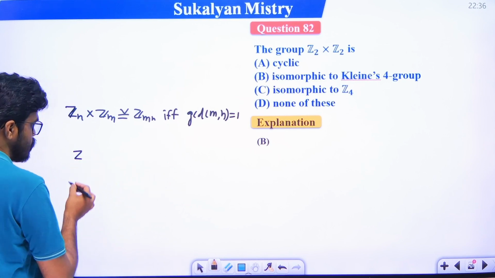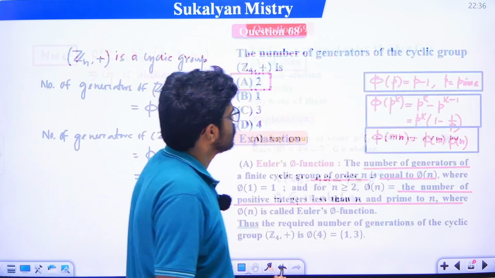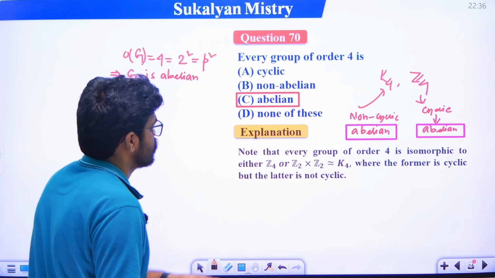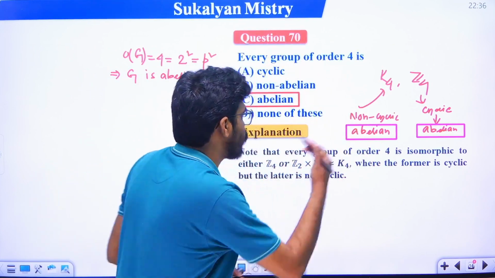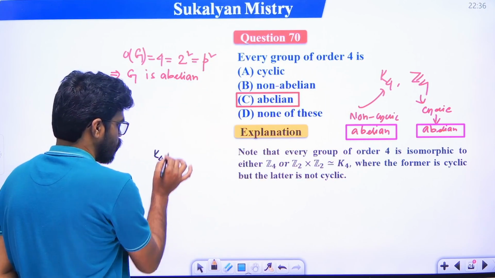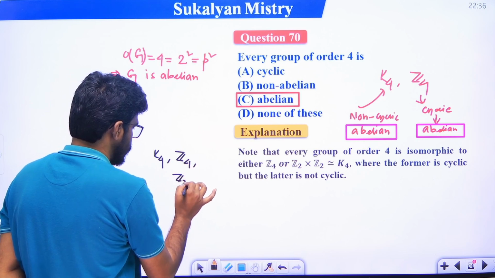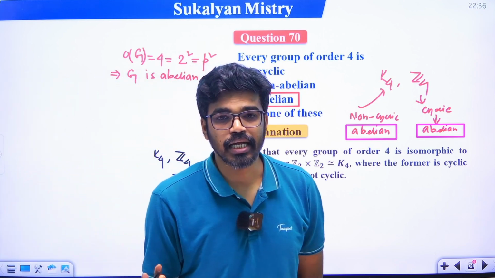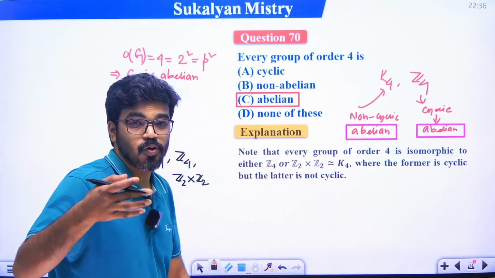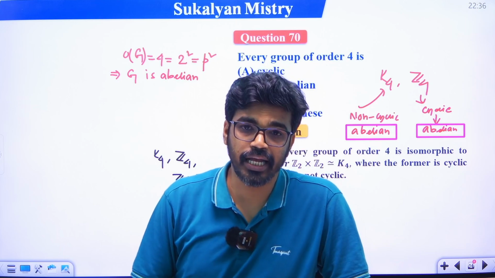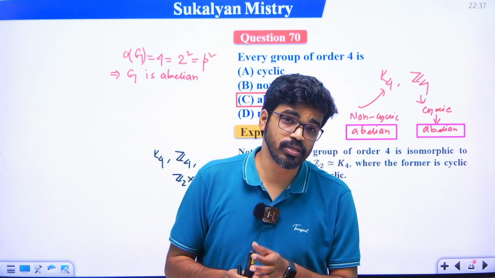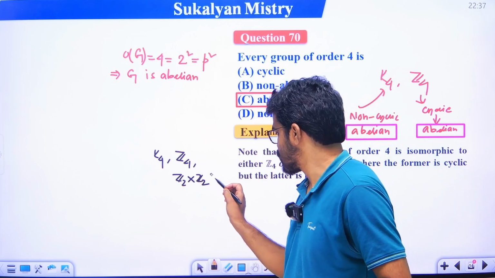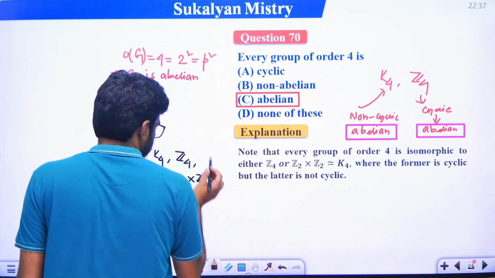I discussed the example earlier. What are the possible groups of order 4? Klein's 4 group, Z4, Z2 cross Z2. Z2 cross Z2 is not cyclic. Why is this not cyclic? We know that Zm cross Zn is cyclic if and only if M and N are relatively prime. Here they are not relatively prime, so this is not cyclic. Okay, apply this concept.